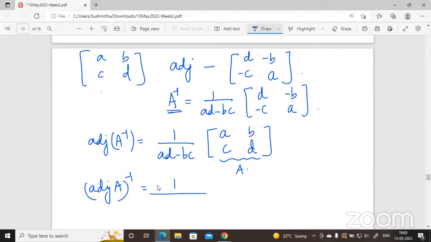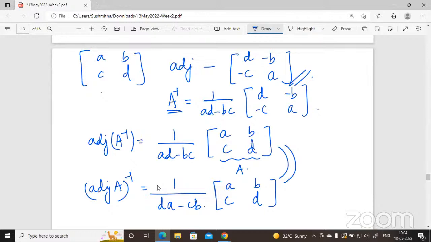So what is the determinant of the adjoint? This is where I got stuck, ma'am. What is the determinant of this matrix? DA minus BC. DA minus CB. This 1 by AD minus BC, this is just a constant, right? And we are taking the adjoint of the matrix. And then you take the inverse of this matrix. So you flip the diagonal entries, change the sign of the off diagonal entries. These two are the same, right?